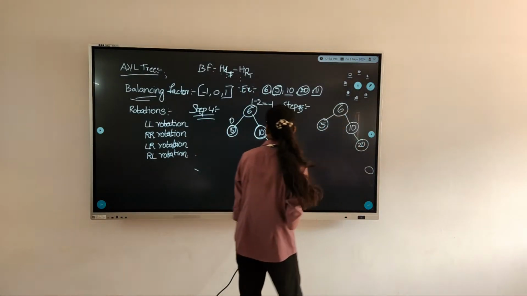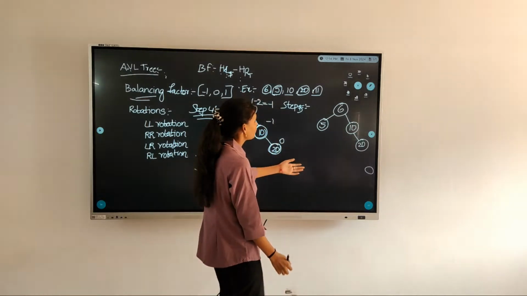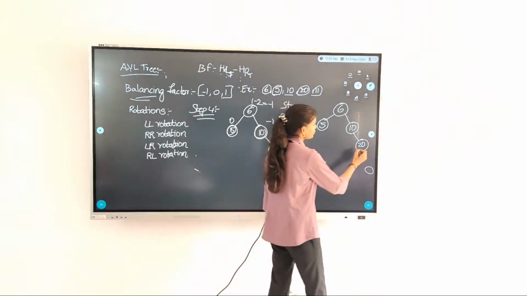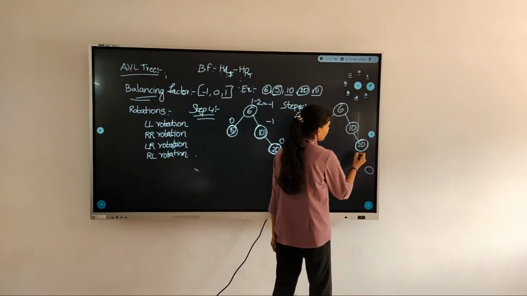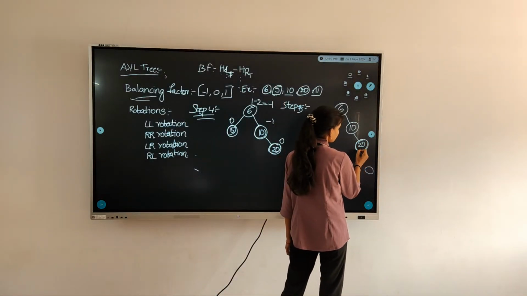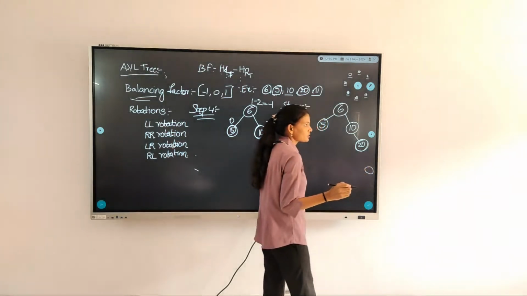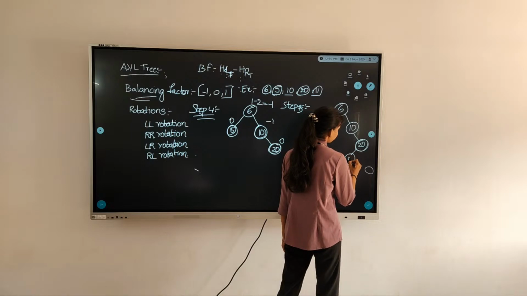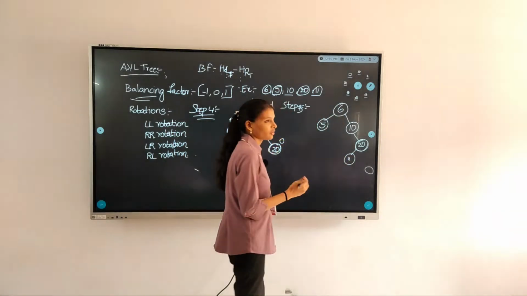This is the tree we get up to step 4. Now where do we want to insert 11? So we want to check here. 11 is greater than 20 or less than 20, we want to check. It is less than 20, so we want to insert it on the left side of the 20.